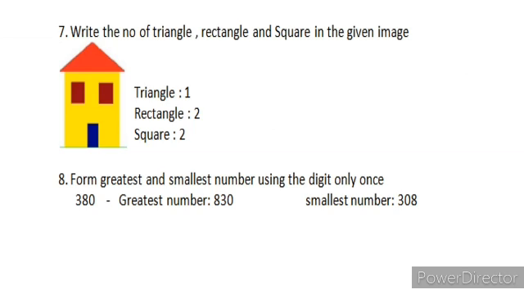Question number 8. Form greatest and smallest number using the digit only once. 3, 8, 0. Greatest number 8, 3, 0, so 830. Smallest number, you should not start with 0. So after 0, 3 is there. So 3, 0, 8, 308.